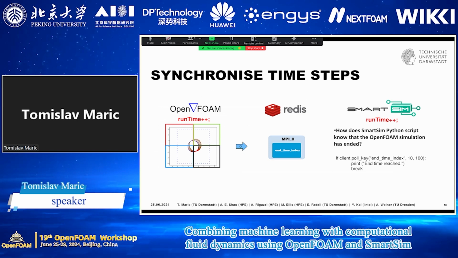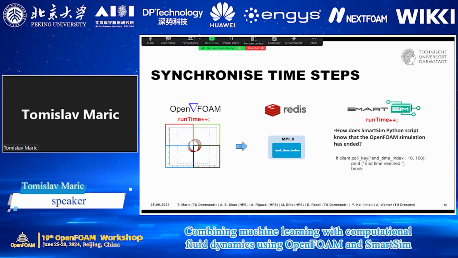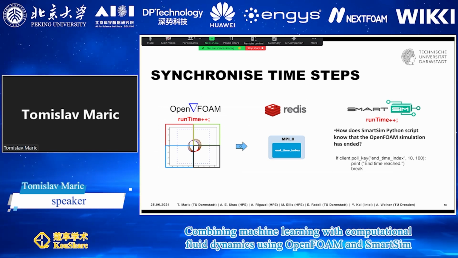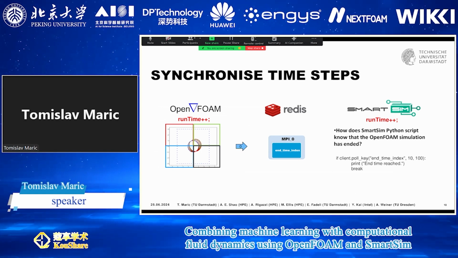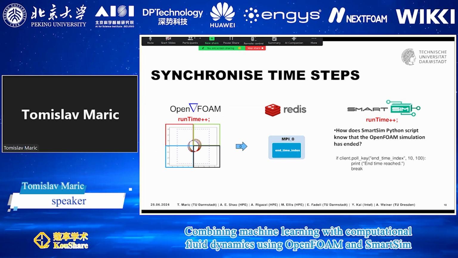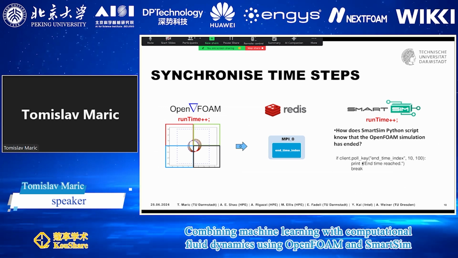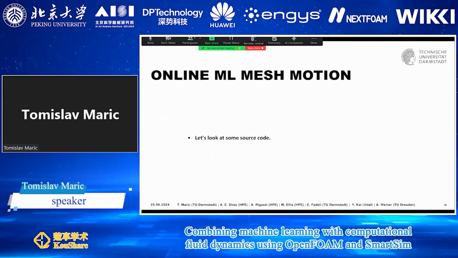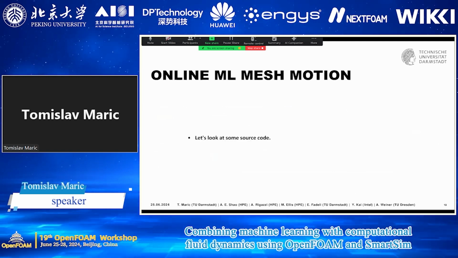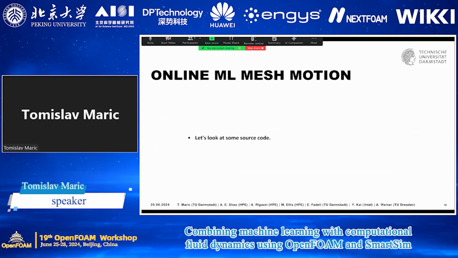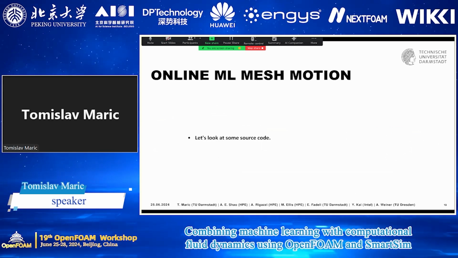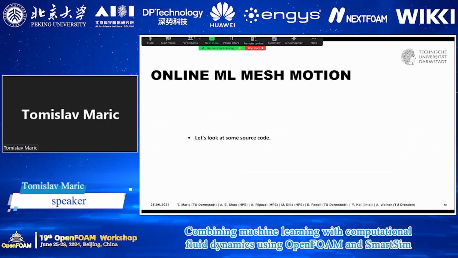On the other hand, we of course need to make sure that the CFD simulation notifies the machine learning model that the simulation has stopped, so that the end time has been reached. So we also write this to the database and query for it every machine learning iteration. And this is basically the end of the overview. So let's continue and look at some source code.